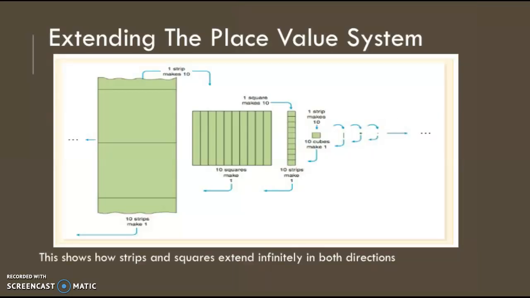Extending the place value. This here is a chart and it shows how strips and squares extend infinitely in both directions. So here we have one strip makes 10, and then we drop down and one square makes 10, and then we drop down again. And then underneath we have 10 strips make 1, then we go to the left and 10 squares make 1. And here we have 10 strips make 1. So we're kind of going in a circle here.